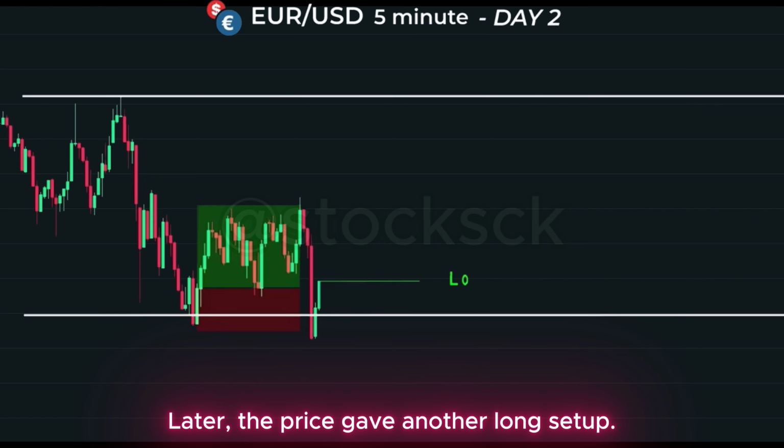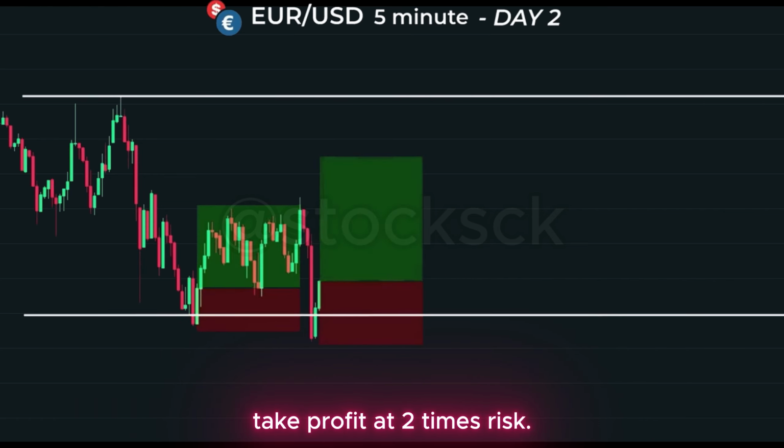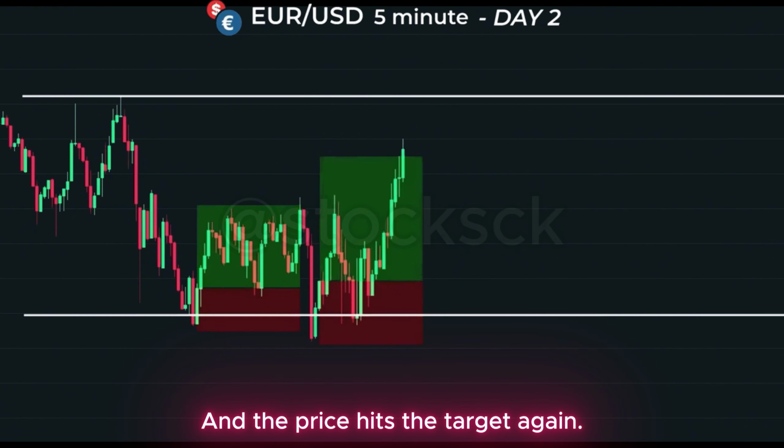Later, price gave another long setup. Stop loss is set at the lows, take profit at 2 times risk. And price hits the target again, another 2R gain.